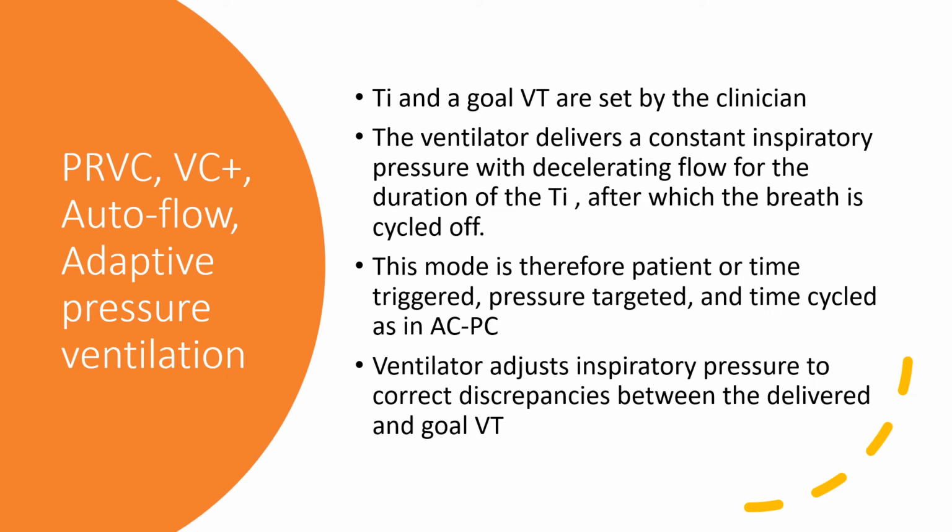And remember I was telling you earlier about the decelerating flow waveform. The decelerating flow waveform is a waveform that delivers less pressure to the lung, and it's also lung protective. So again, with these modes, you do not set an inspiratory flow. What you do is you put them on PRVC, VC plus, auto-flow, or adaptive pressure ventilation, and the inspiratory flow will be delivered automatically based on compliance and resistance, and it'll target a tidal volume, but it will not exceed it. It might exceed a couple, but it's not really much.